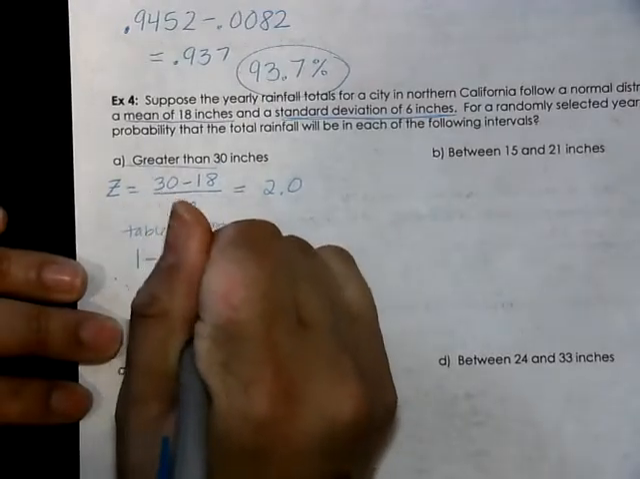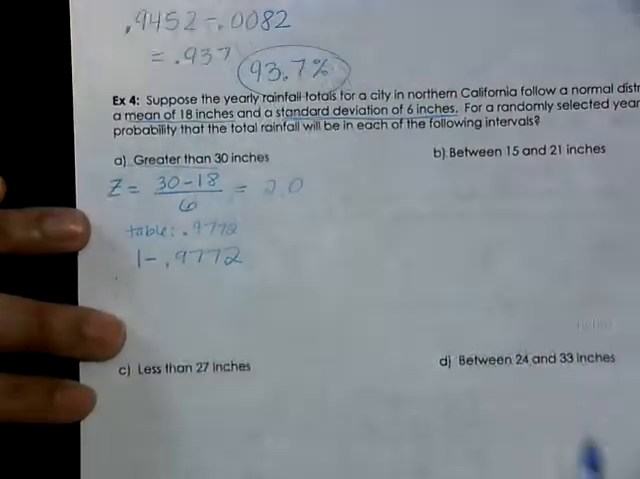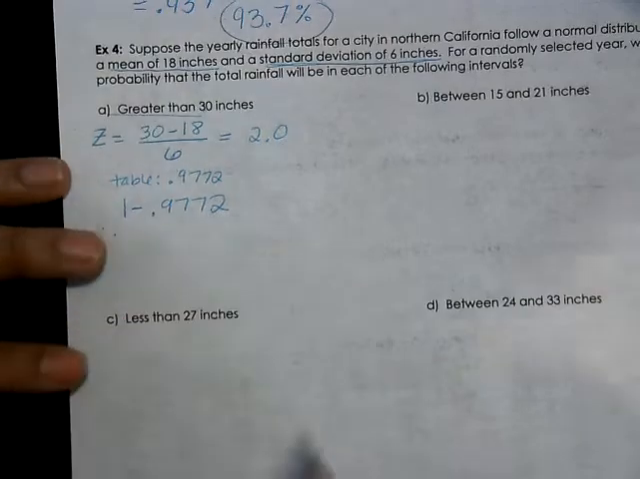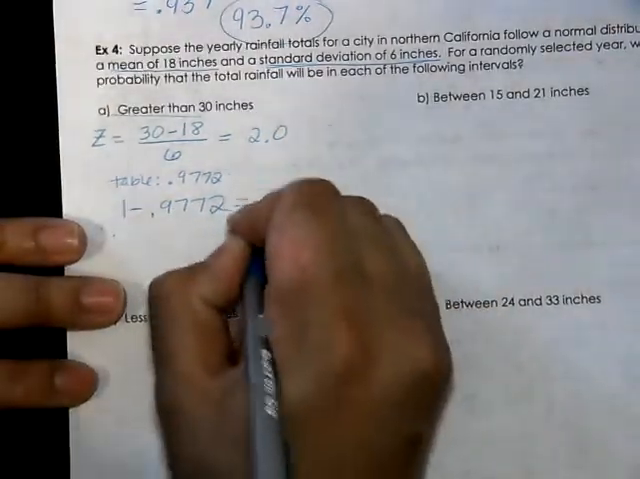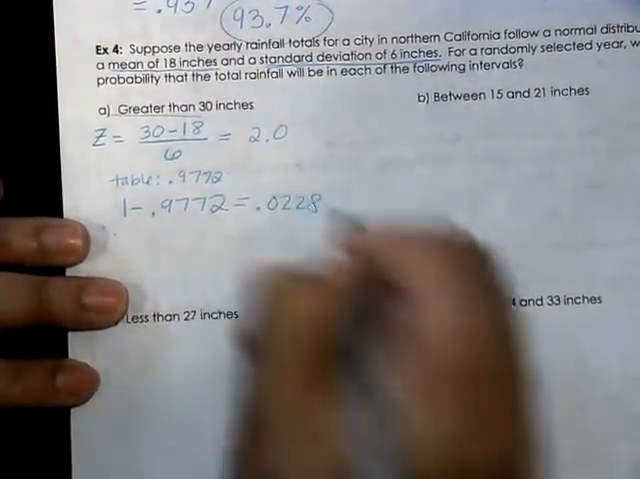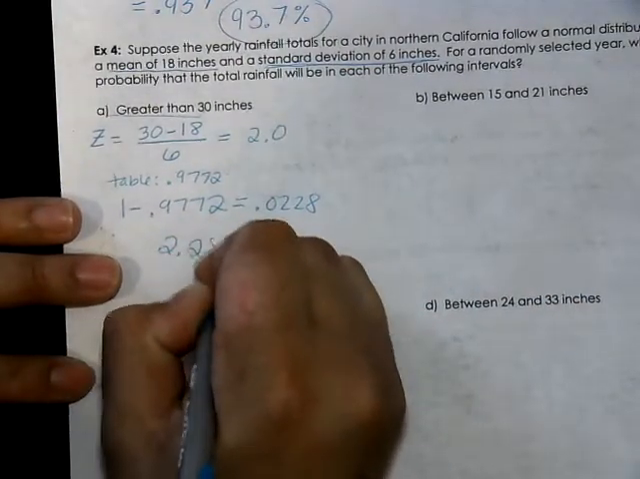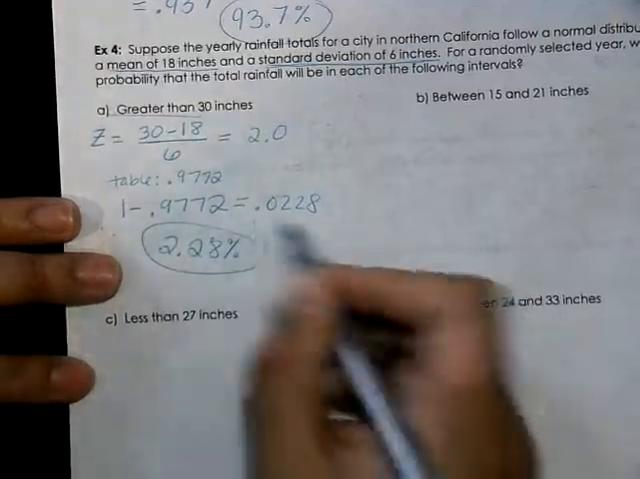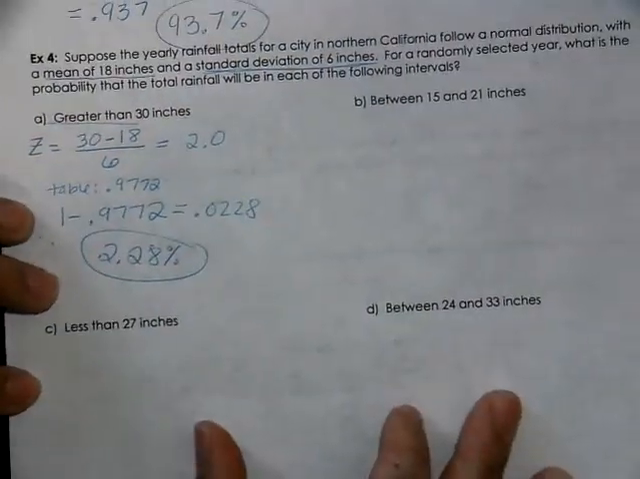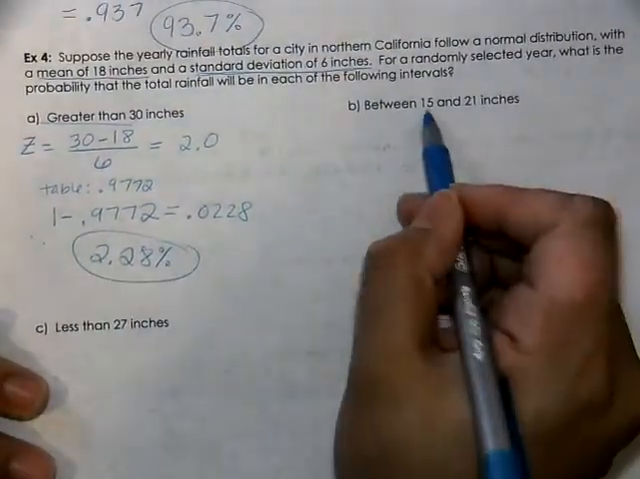1 minus 0.9772, because it said greater than. So the final answer is 0.0228. And that number needs to be written as a percentage. So again, it's 2.28% when you move that decimal point. Alright, we have a few more here, 15 and 21.